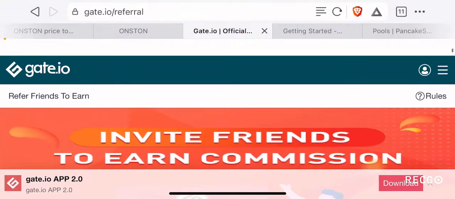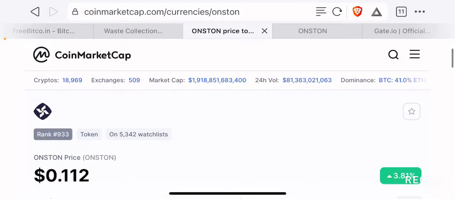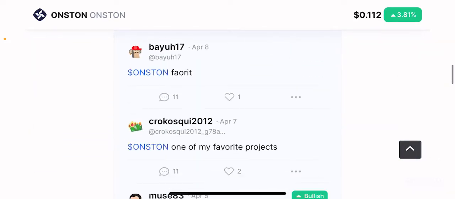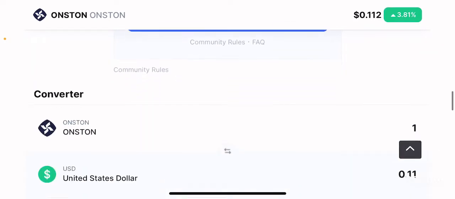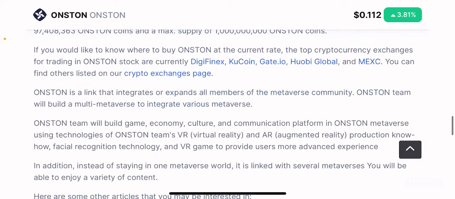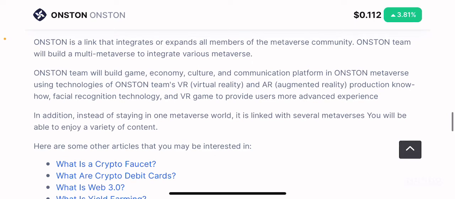So going back to the Onston token, for the purpose of this video, I'm going to rely on the information present on CoinMarketCap's page for this token, along with the information present on the website itself. But this is only going to be a peripheral analysis, which means you need to do your own in-depth research before you put your hard-earned money on this token, right?